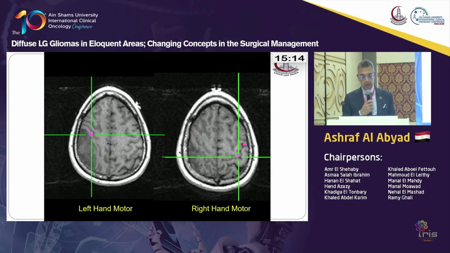For more explanation, as you can see, this is a functional MRI of the same patient. On the left-hand side, the right-hand motor area is located in the normal anatomical location in the precentral gyrus, what you call the hand knob area, or the epsilon area here. While on your right-hand side, the left-hand motor area is pushed by the tumor far anterior, just behind the coronal suture.